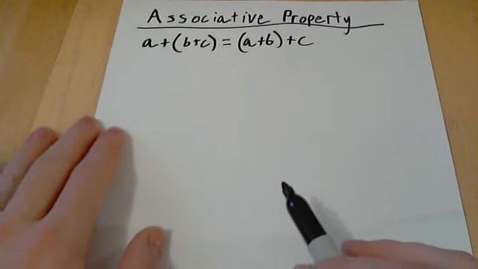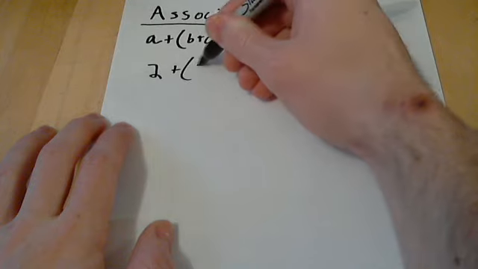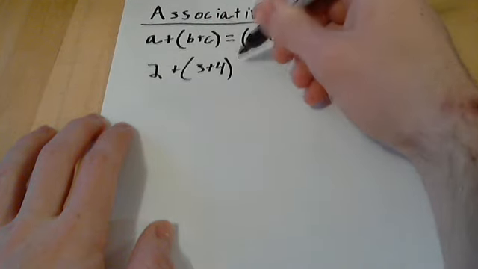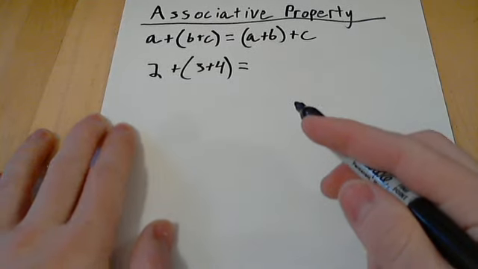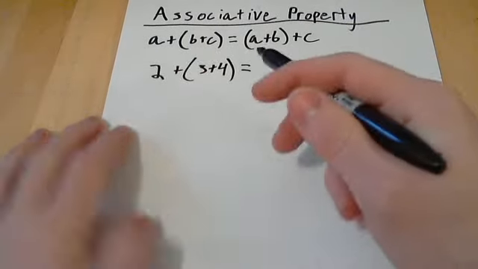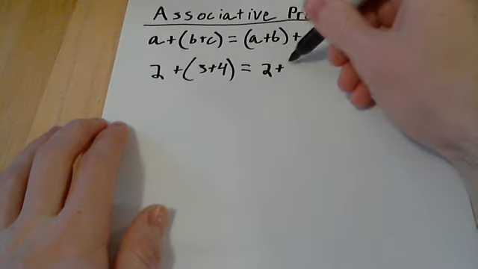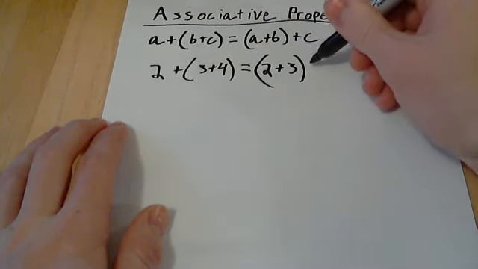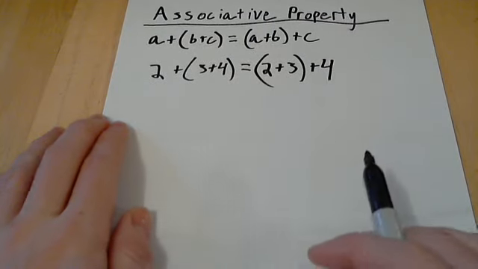So for an example, I'll give you something like 2 plus 3 plus 4, and we'll look at this. So the associative property of addition says that we can take these numbers and rearrange the grouping however we want. So we could change it to (2 plus 3) plus 4, and we'd still get the exact same answer. So to prove that, let's take a look at this.